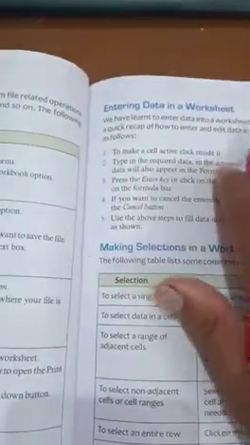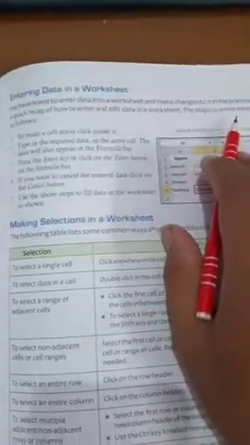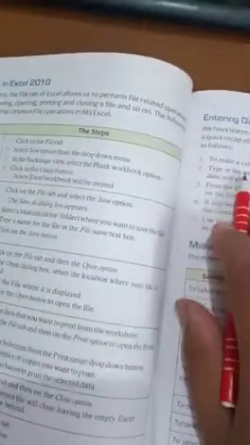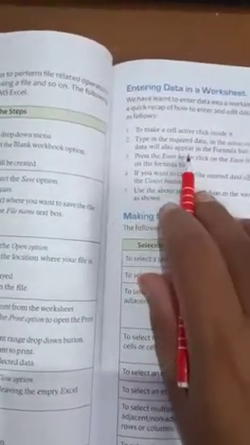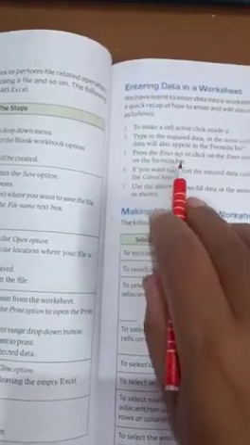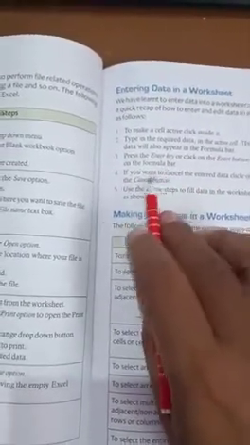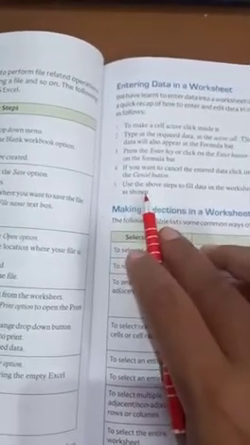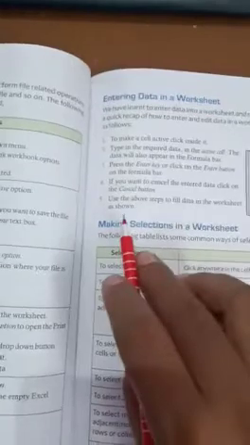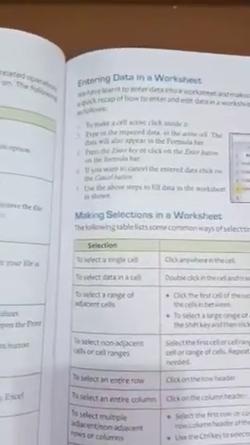Entering data in a worksheet. We have learned to enter data into a worksheet and make changes to it in the previous class. Here is a quick recap of how to enter and edit data in a worksheet. The steps to enter data in the cells are as follows: to make a cell active, click inside it, and type in the required data in the active cell. The data will also appear in the formula bar. Press the Enter key or click on the Enter button on the formula bar. If you want to cancel the entered data, click on the Cancel button. Use the above steps to fill data in the worksheet as shown. So it is very easy.